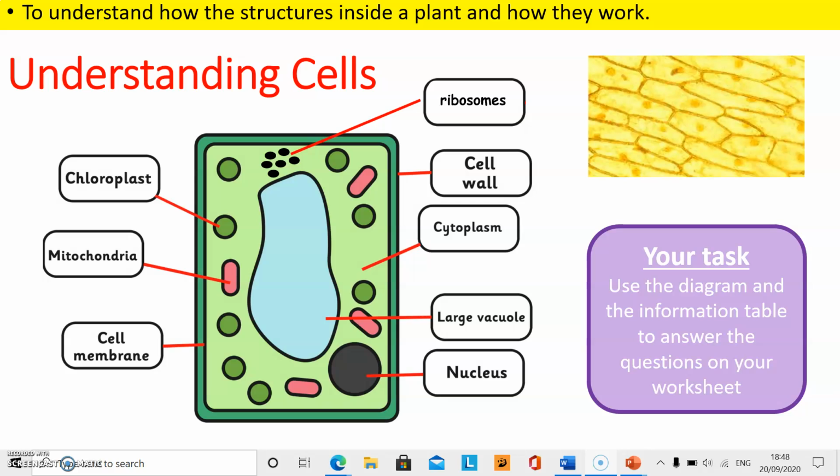If we just look at the diagram, and don't forget you can pause this at any point to copy the diagram down and label it, you'll notice that there are three more labels than when we labeled the animal cell. The three new ones are the chloroplast, the large vacuole, and the cell wall. Every other label there is identical to that of the animal cell. So let's have a look at what each part actually does.